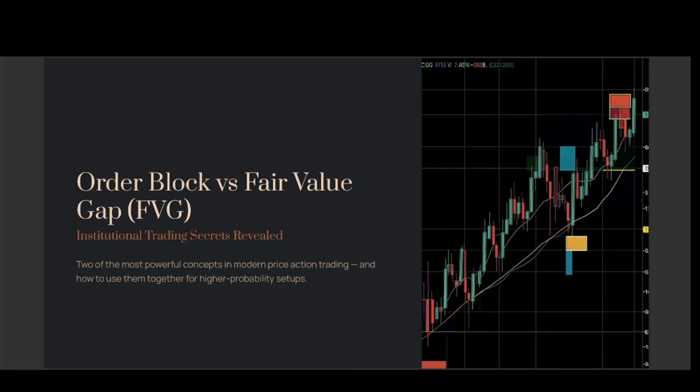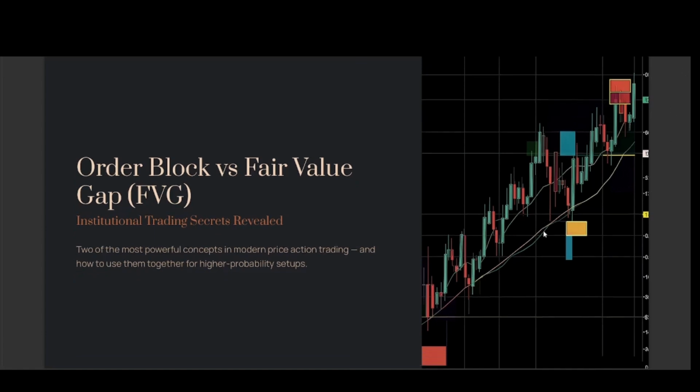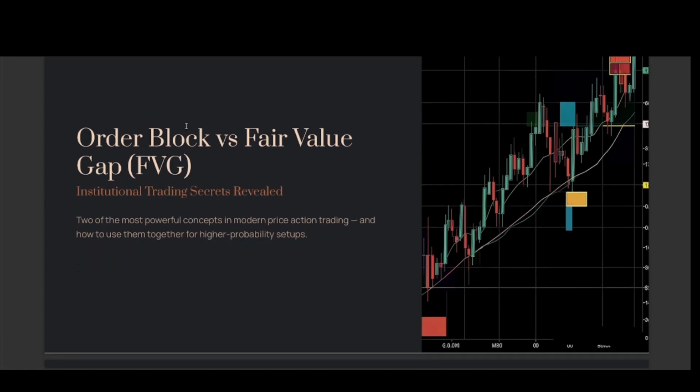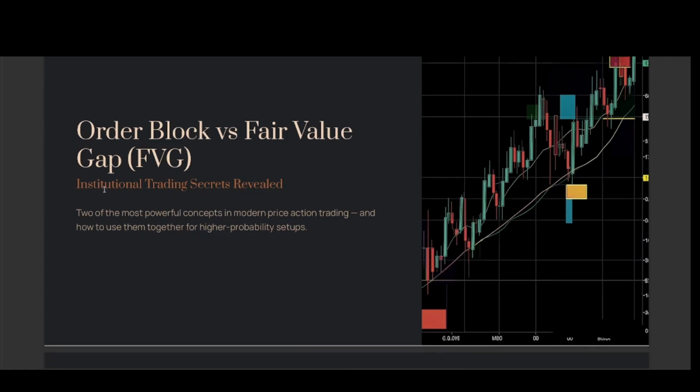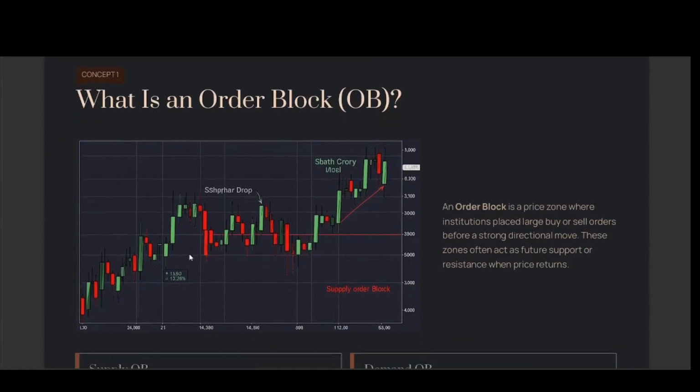Starting off with what is an order block and what is a fair value gap. Institutions' trading secrets, these both are. Now, first thing, order block. An order block is a price zone where institutions place large buy or sell orders.